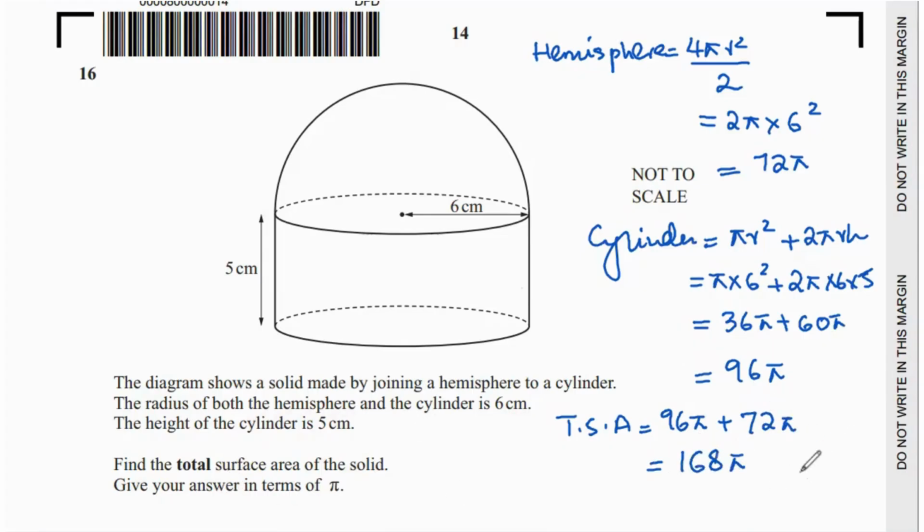And that is in terms of pi as asked in the question. So remember, for the cylinder, we only have the base area, so the circular area is exposed. The top circular face is closed with the hemisphere circular base. So that's not outside, so it's not a part of the surface area. Surface area is the surface that you can see. So it's this top hemisphere, and then the curved part of the cylinder and the base of the cylinder.